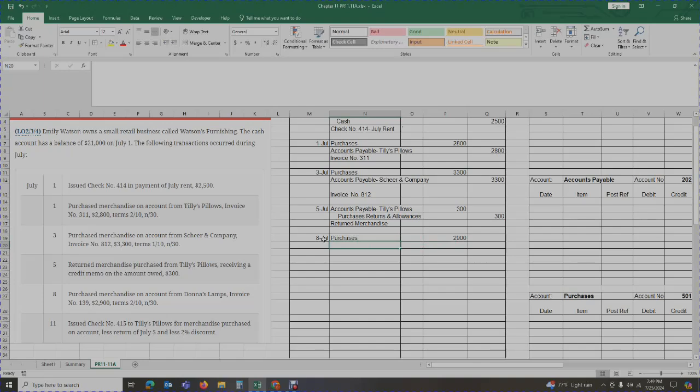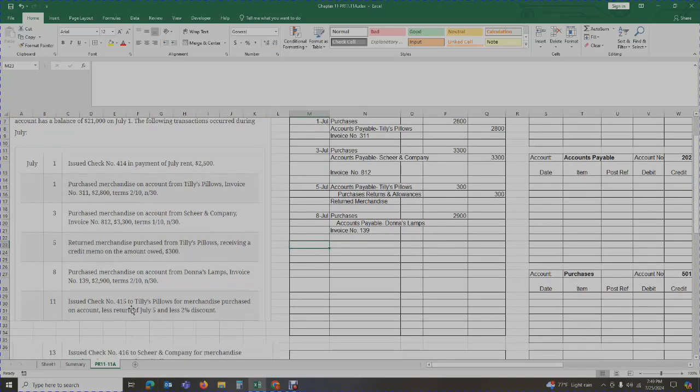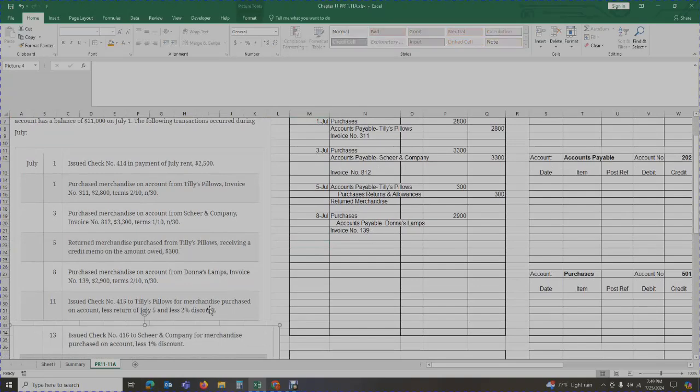And then we purchase on account. That's going to be your accounts payable. And this transaction is for Donna's Lamps. And this is invoice number 139. Okay, so that happened on the 8th. On the 11th, okay, we issued check number 415, okay, to Tilly's Pillows for merchandise purchase on account less the return and less a 2% discount. So this is happening on July the 11th.